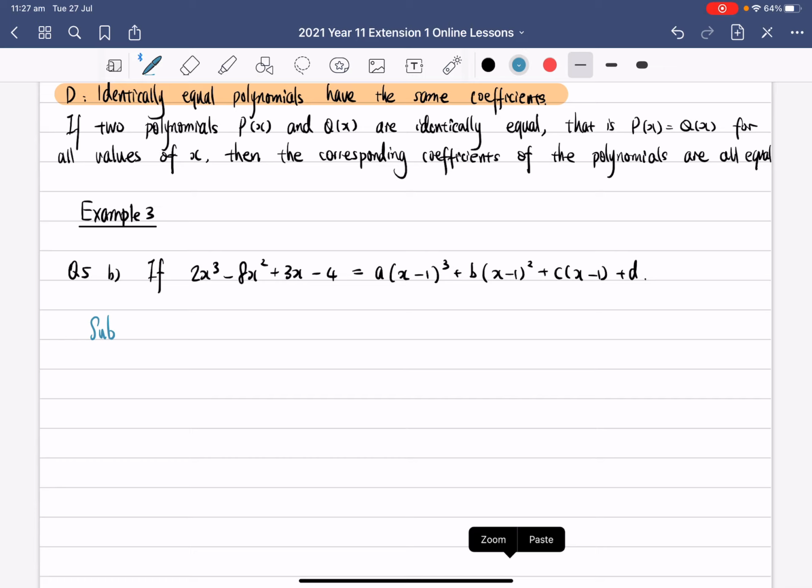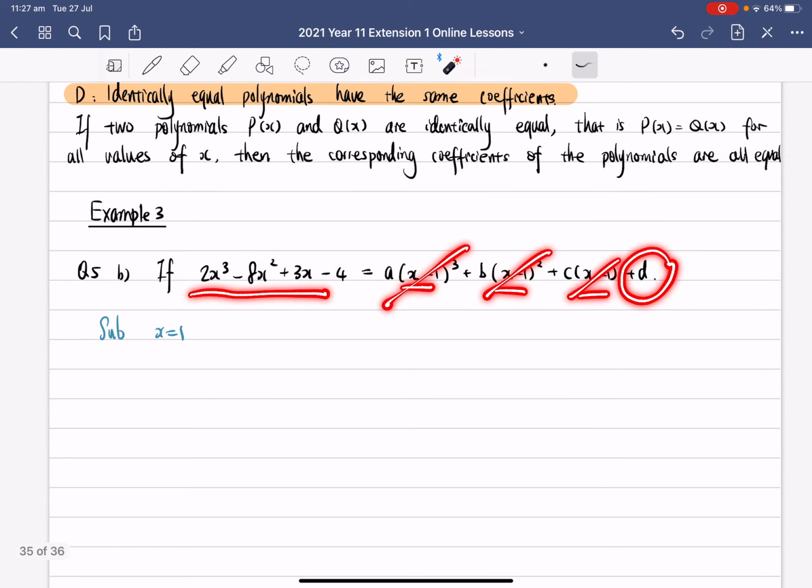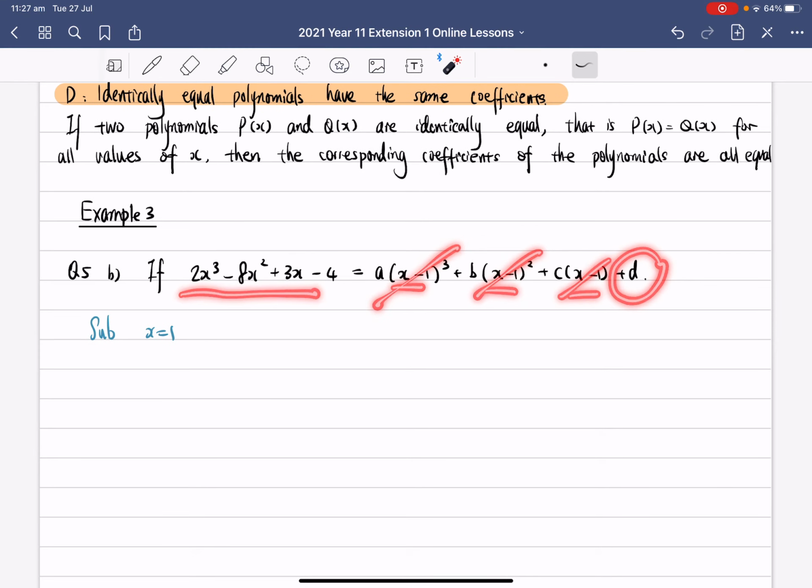Okay, so the first one I think I'm going to substitute is when x is equal to 1. If I substitute x equal to 1 here, all of those disappeared, as you can see. So I only have the d left, which I can substitute 1 inside here as well to get the result for d. So I can get d straight away after I substitute 1 inside.